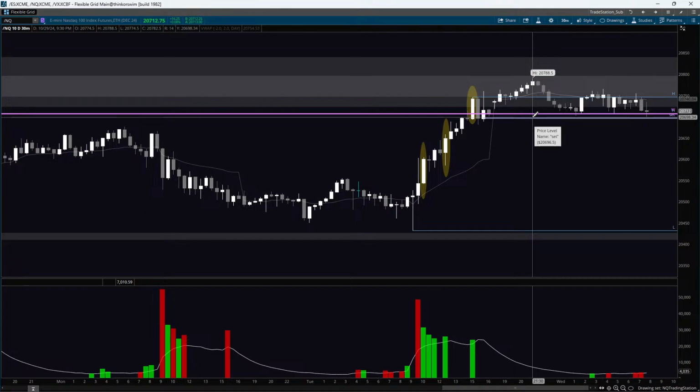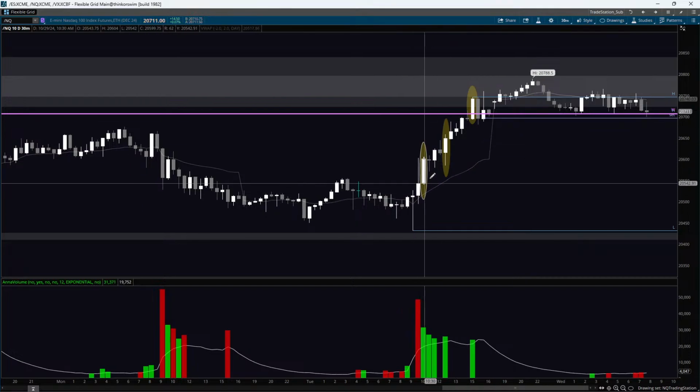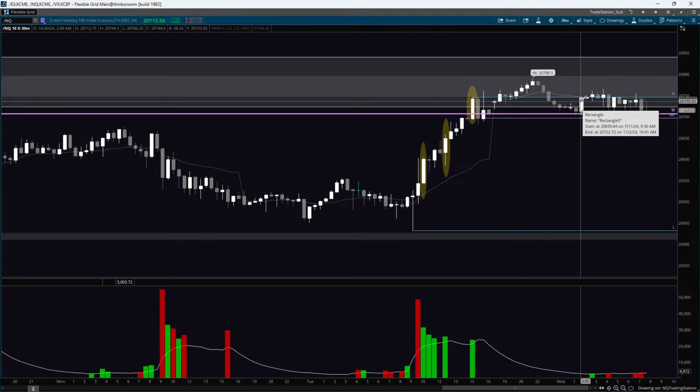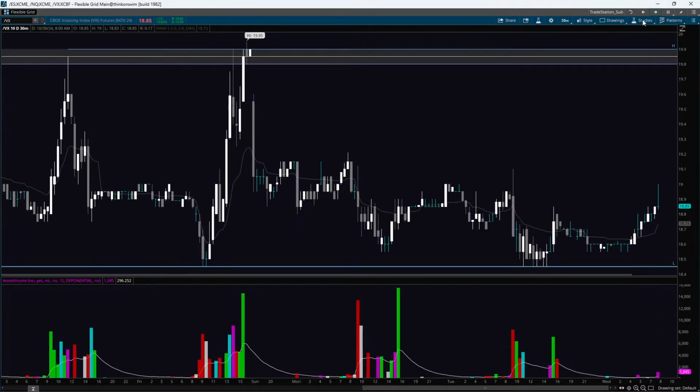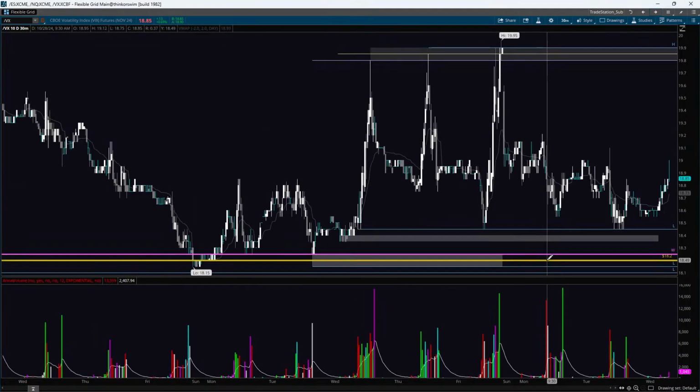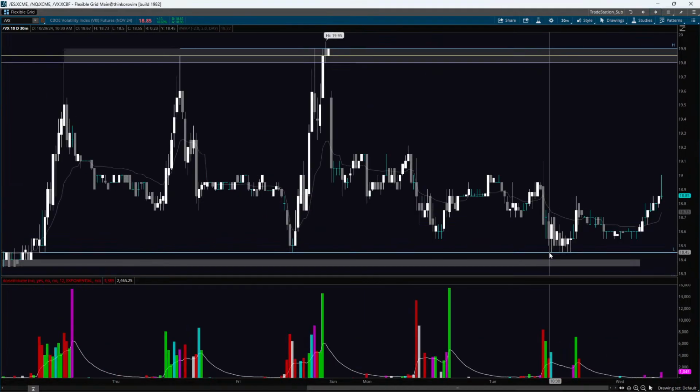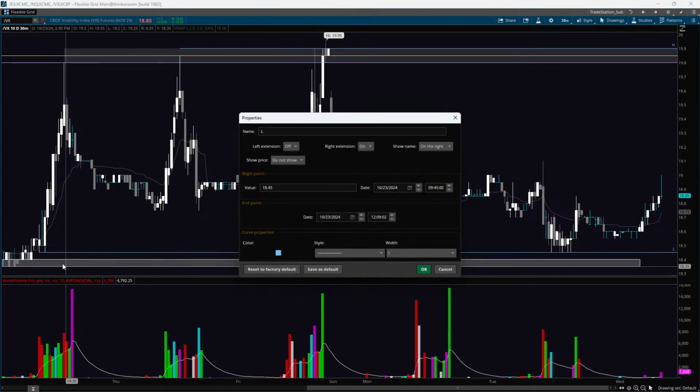All right, so let's look into these here. Let's go to VIX. VIX still at the lows. This is a low several times. Let's just make this one thick. We have 1, 2, 3.